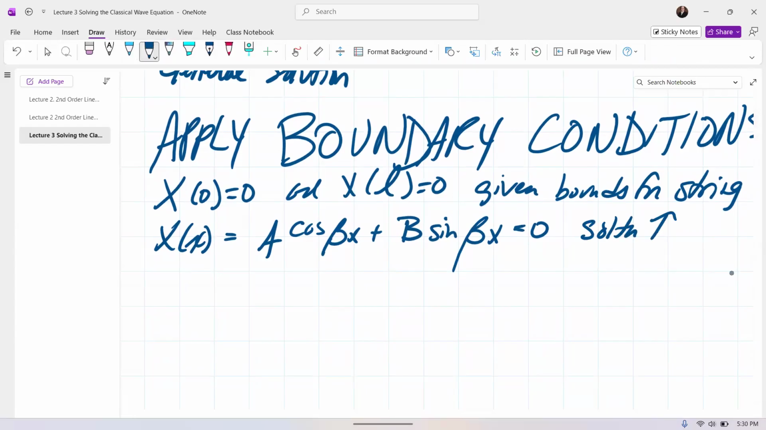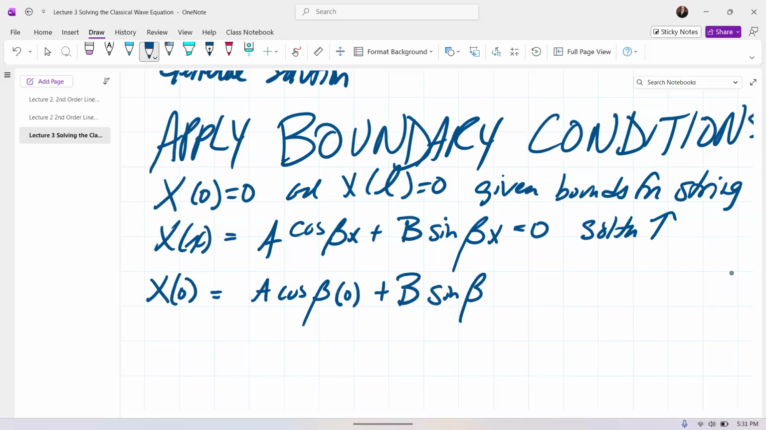And now what we're going to do is sub in the boundary condition, x of 0 equals 0. So now we're going to do a cosine beta wherever you see an x, right? This is like f of x. Now we're doing f of 0. Wherever you see the x, you substitute in the 0, plus b sine beta, wherever you see x, substitute in a 0, equals 0. Well, how do you know it's equal to 0? Because that's part of the bound. X of 0 equals 0. It means there's no displacement at the end.